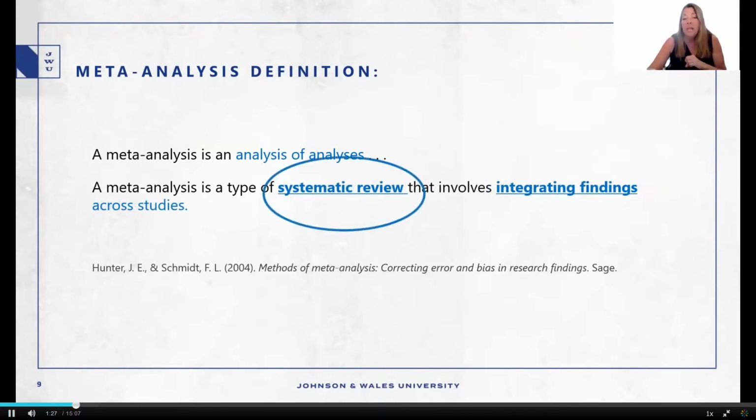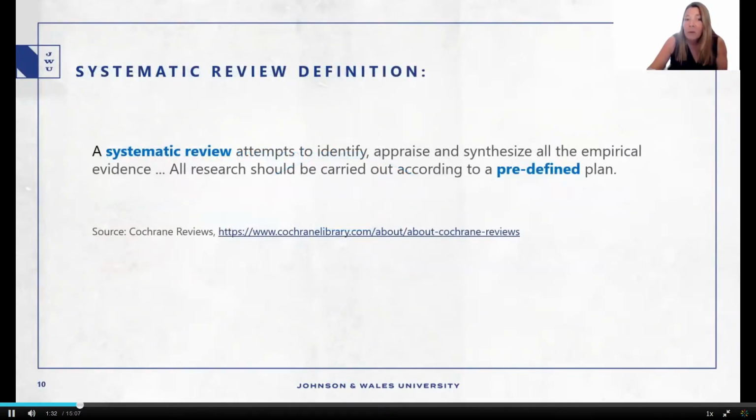So perhaps we should take a look at systematic reviews first. A systematic review is defined as a review that attempts to identify, appraise, and synthesize all of the empirical evidence that you can find, and it's carried out in a predefined plan. So it's different than your own typical literature review in that it's trying to find everything within a defined parameter, or a defined universe, of a particular type of research. That's the way Cochrane approaches their systematic reviews. They're really the gold standard.